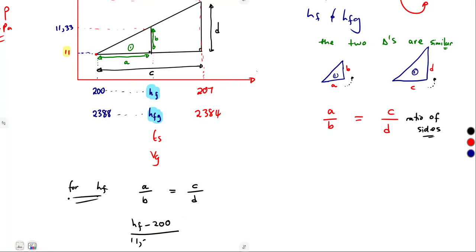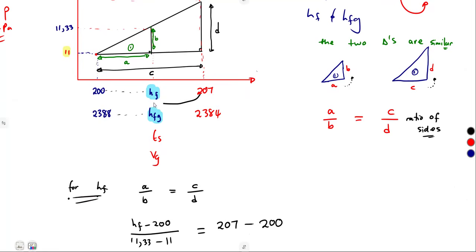So 11.33 minus 11. That is for pressure. So B is representing the pressure. C is the difference here that we see. It is the same as what we had on A, to say HF minus 200. But C, guys, look at C from the beginning up to the end. So you're talking about 207 minus 200, the difference between that.